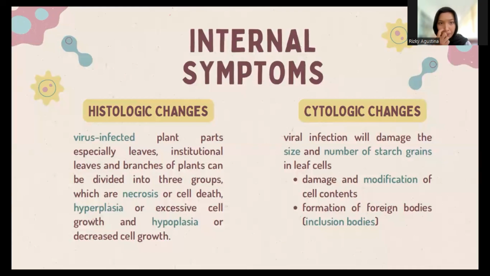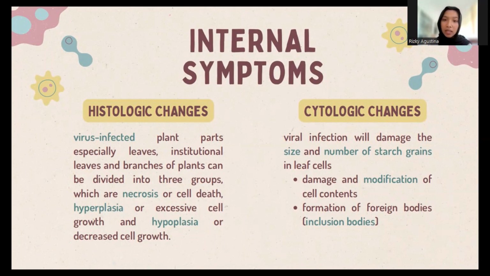Next. Internal symptoms. Internal symptoms consist of two changes. The first one is histologic changes. Virus-infected plant parts, especially leaves, internodal leaves, and branches of plants, can be divided into three groups, which are necrosis or cell death, hyperplasia or excessive cell growth, and hypoplasia or decreased cell growth.